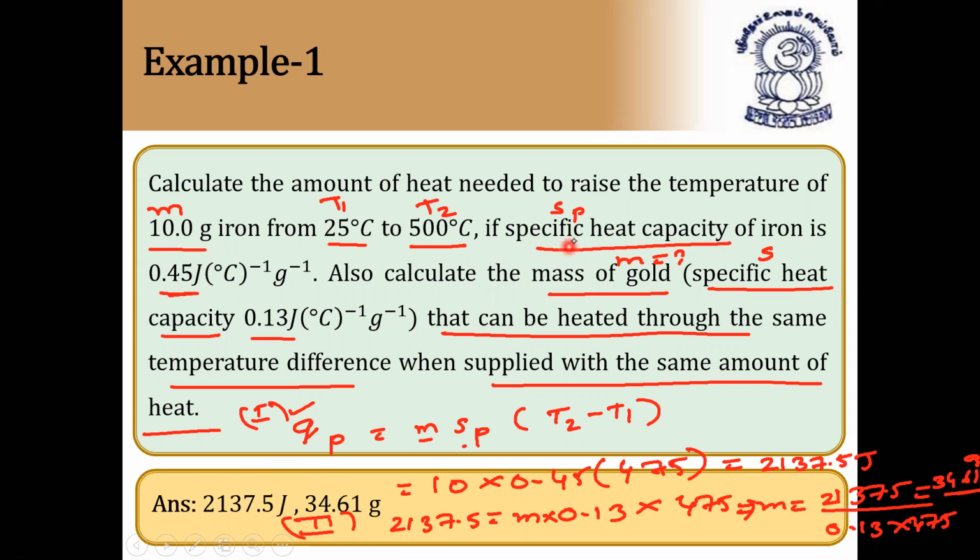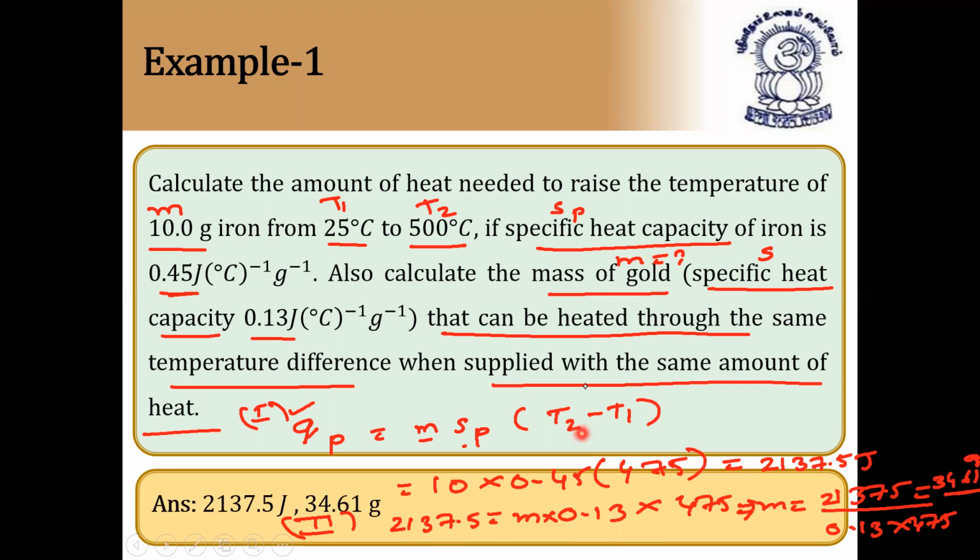So please find the difference. When they are given specific heat capacity, we have to consider only mass. So QP, that is the amount of heat required at constant pressure, is equal to mass of the substance into specific heat capacity of the substance into temperature difference. And QP is equal to M into SP into T2 minus T1. So we got 10 into 0.45, because the specific heat capacity of iron is given and mass of iron is 10 grams. With temperature difference 475, it is equal to 2137.5 joules.